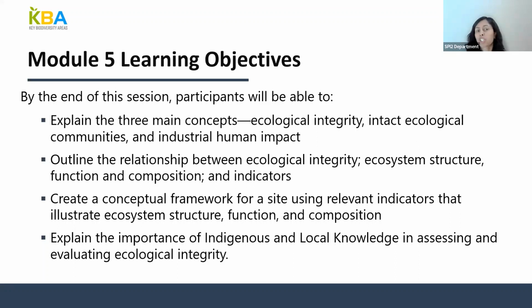Outline the relationship between ecological integrity, ecosystem structure, function, and composition, and the indicators associated to these components of ecosystem. You'll also be able to create a concept map for a site using relevant indicators that illustrate the ecosystem structure, function, composition, and finally, explain the importance of Indigenous and local knowledge in assessing and evaluating ecological integrity.